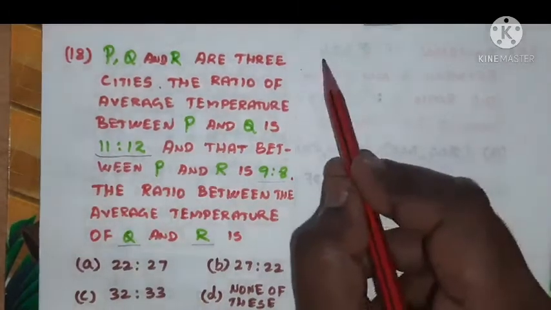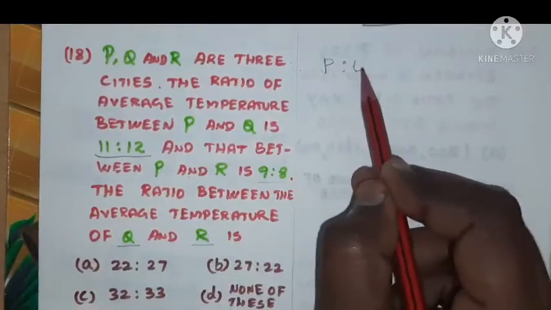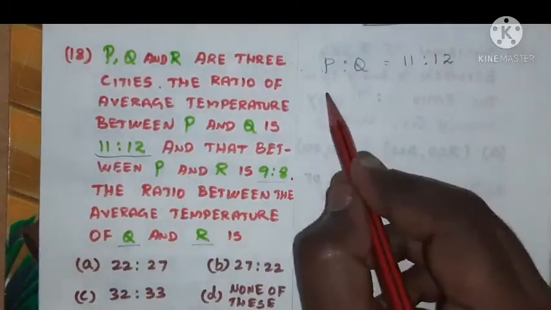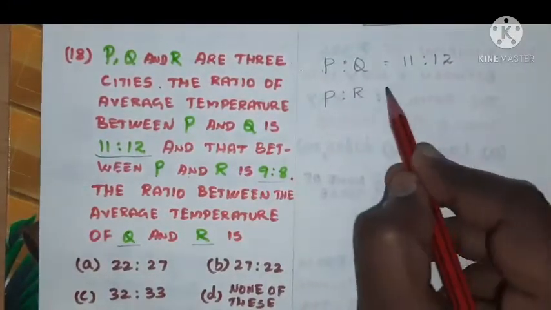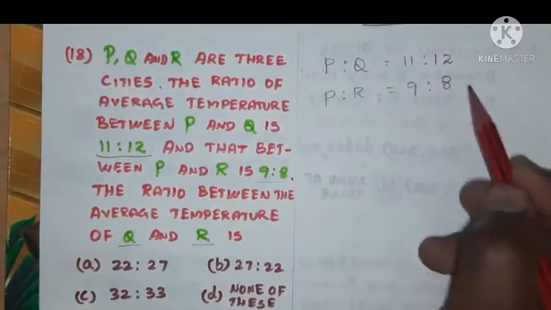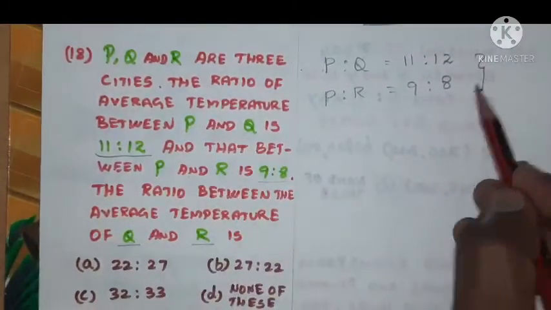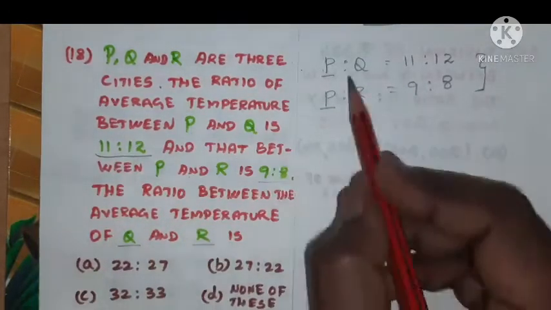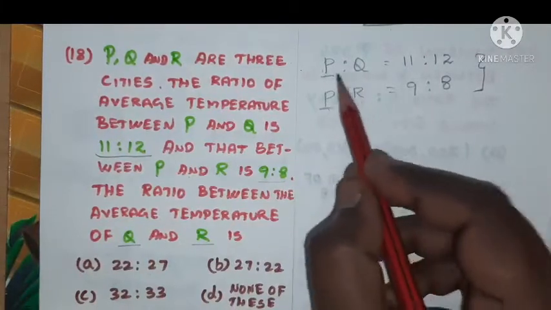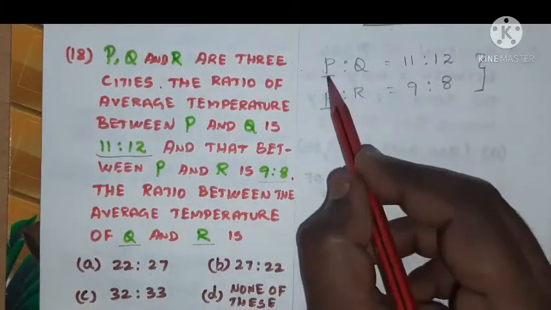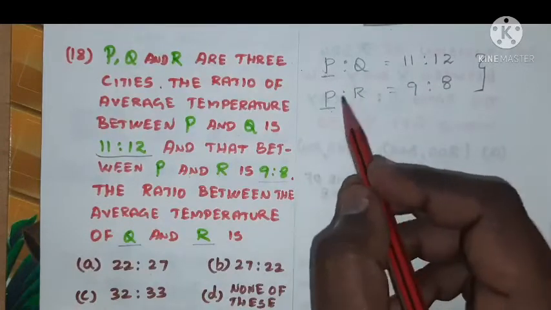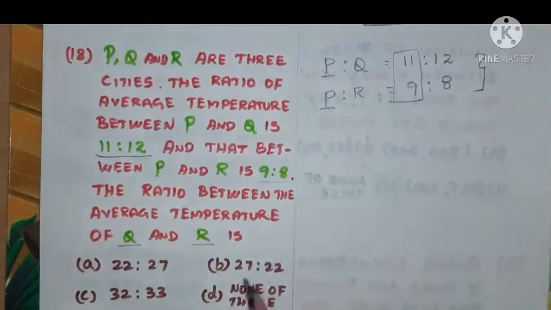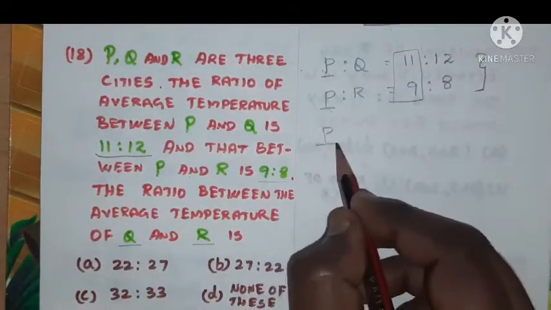Right? So first ratio, P is to Q, which is equal to 11 is to 12. Next ratio, P is to R, which is equal to 9 is to 8. So look out these two ratios. P is common in these two ratios. Hence, P is in the antecedent, right? In this ratio, P is in the position of antecedent. Hence, P is common in these two ratios. We are going to equate the antecedent value, right? For that, what we need to do in the sense, so P by Q.